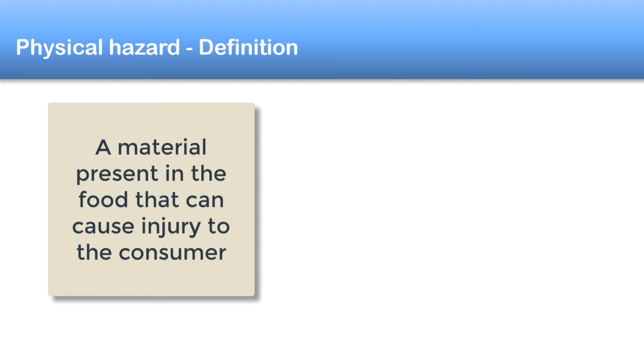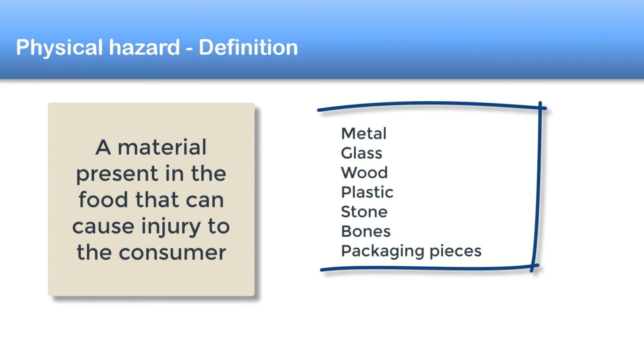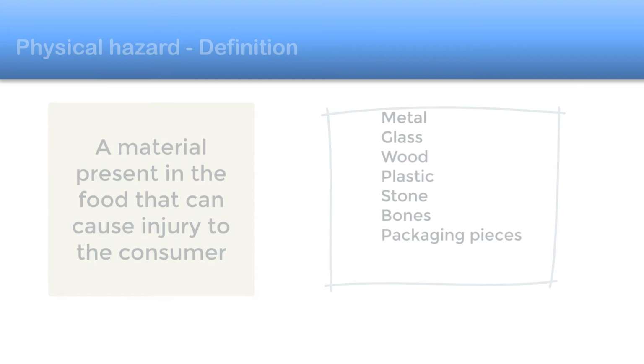A physical hazard is a material present in the food which can cause injury to the consumer. For example, metal, glass, wood, plastic, stone, bones, extra packaging material. Larger contaminants are a choking hazard, while smaller ones could break a tooth or cut a consumer. Even minor physical contaminants like hair are serious because they can cause consumer complaints that are costly to business.